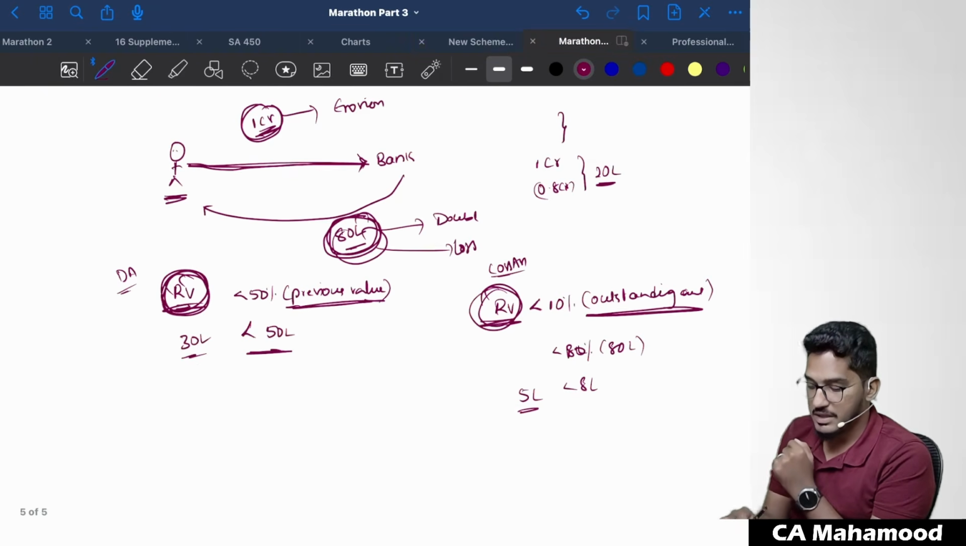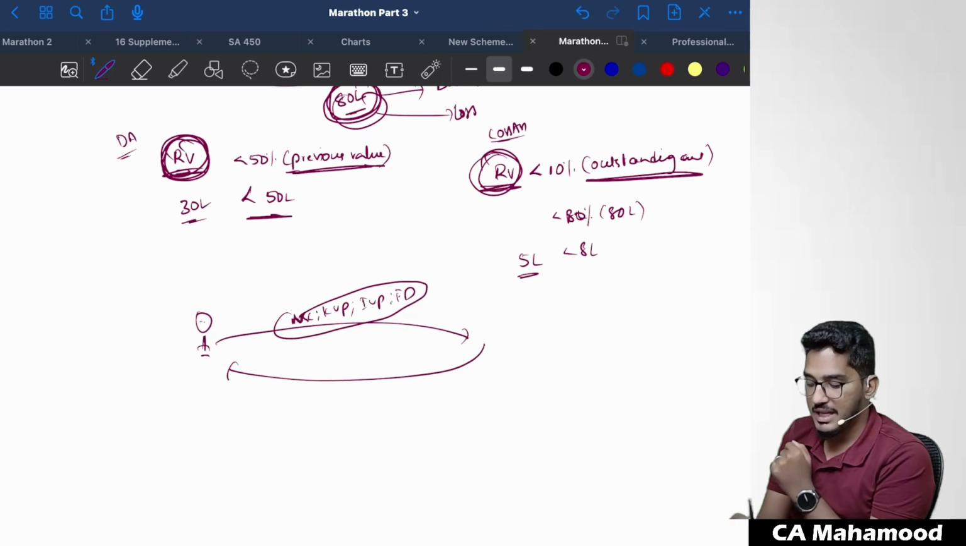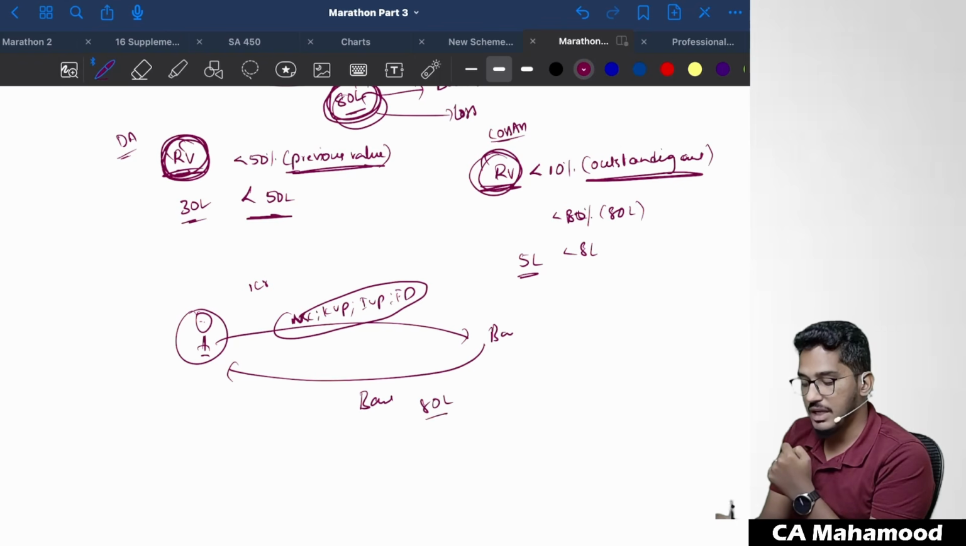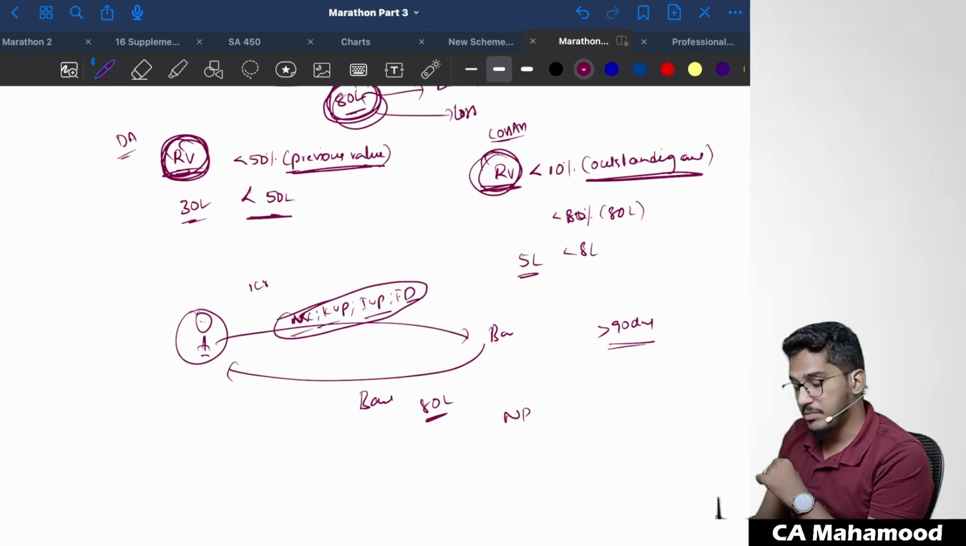Sometimes customers will come and take a loan, and for that loan they will offer security such as National Savings Certificates, Kisan Vikas Patras, Indira Vikas Patras, or fixed deposits. They give these assets as security and get the loan from the banker. For example, a customer came, having a fixed deposit worth 1 crore rupees with the bank. He offered that fixed deposit as security and got 80 lakh rupees of loan. Generally, if this account remains overdue for more than 90 days, it has to be classified as NPA. But in respect of these assets, even though they remain overdue for more than 90 days, there is no need to classify them as NPA.